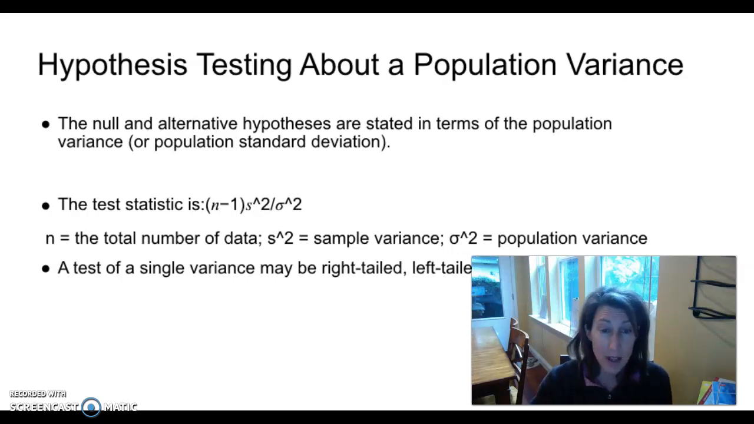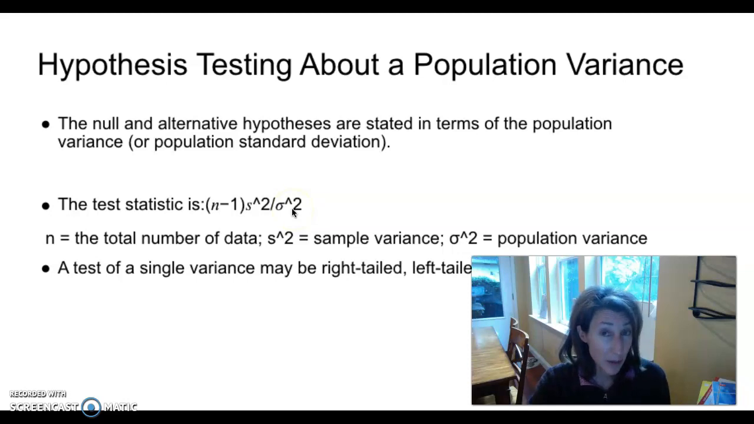Variances are not the same. And then here's the formula for calculating our test statistic. We would take n minus 1, so that's just our sample size minus 1. Then s is our sample standard deviation, we square it, and then we divide it by our population standard deviation.